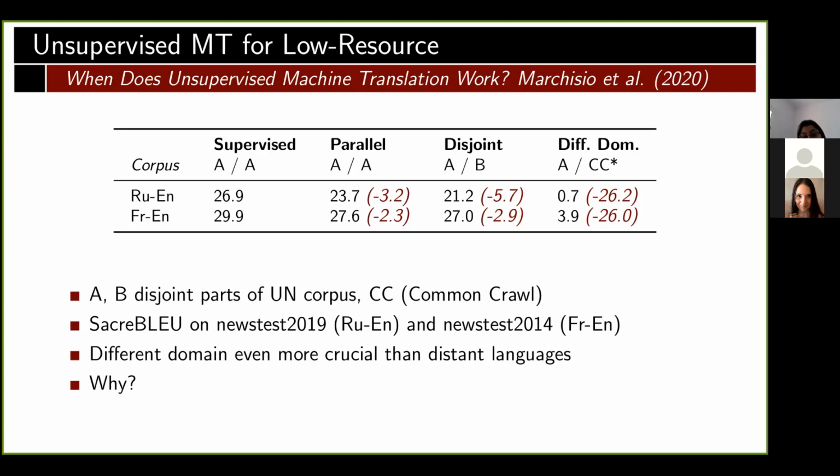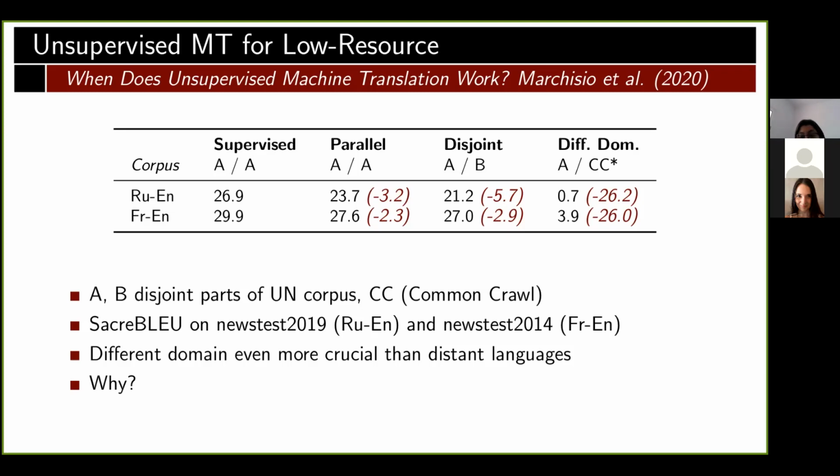Now we use exactly the same data, but instead of training a supervised system, we train this unsupervised system. They call this training configuration parallel. So the sentences are the same, but they are not used in the supervised setting, but in the unsupervised setting. And they observe a drop in BLEU score of around three points for both languages, for Russian and French. So translation quality is not as good as the supervised translation in this case, given the same amount of data. So we lose a bit of information. So yeah, this is somehow expected.